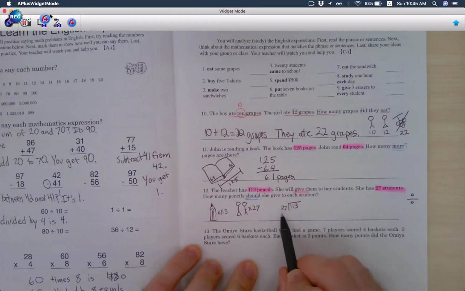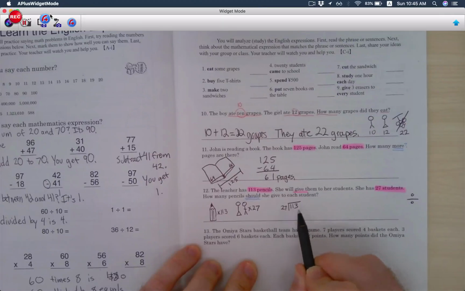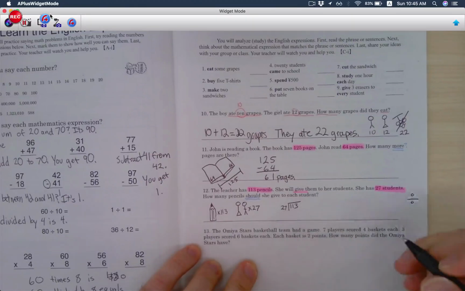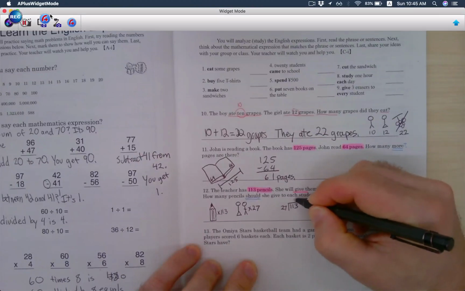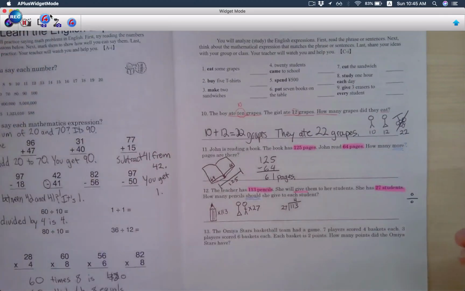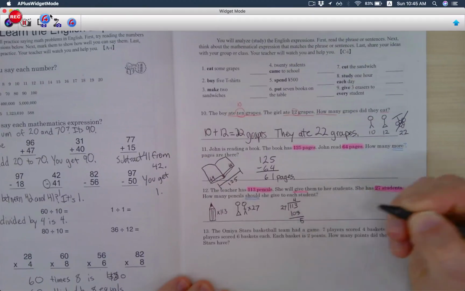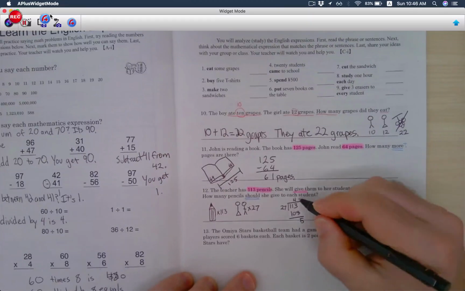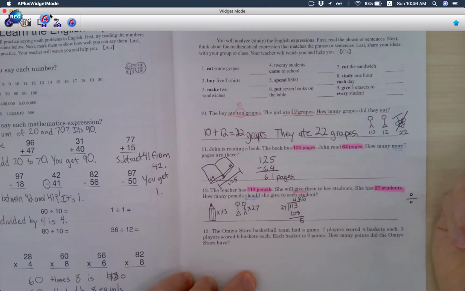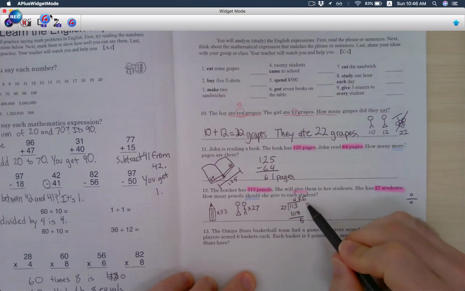Well, 25 times 4 is 100, and that would leave me with too many, and this is 27. So I think I'm going to try 4. And if I do 4 times 27, I get 108. So that means there are 5 pencils remaining. The answer is 4, remainder 5, and we call this remainder.